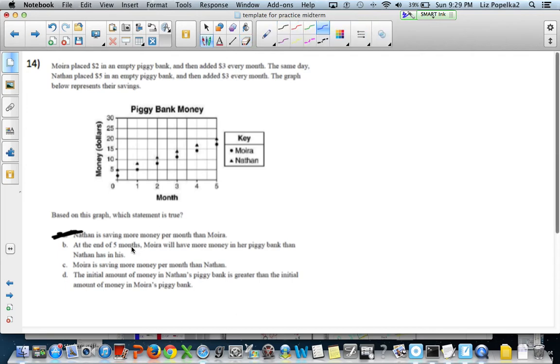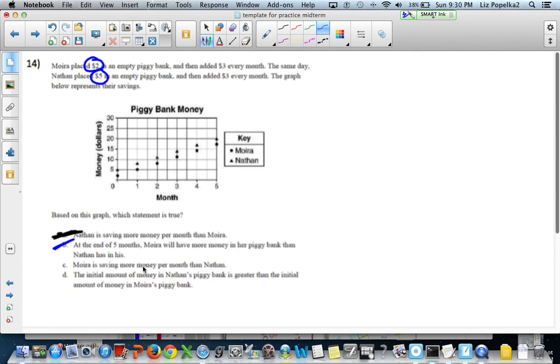That can't be it. At the end of 5 months, Moira will have more money in her piggy bank. Well, no. The amount she started with was only $2. Remember, this is called her initial amount. His initial amount was $5. But they're both putting in the same amount every month. Well, no, that can't possibly be right because she started out with less and they're still putting the same amount in every month. So nope. And you can even tell by the chart here. He is always a little bit ahead of her, the triangles right here above hers, because they keep putting in the same amount every month, but he started with more.